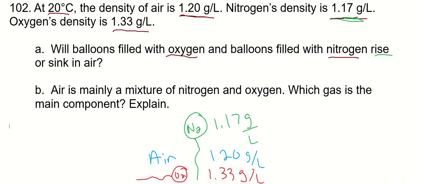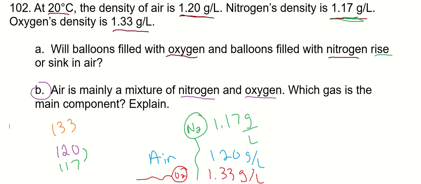Oh, there's another part. So let's move on to B. Air is mainly a mixture of nitrogen and oxygen. Yep, true. Which gas is the main component? All right, well, air is 120, and oxygen is 133, and nitrogen is 117.